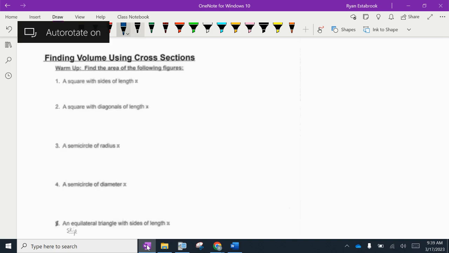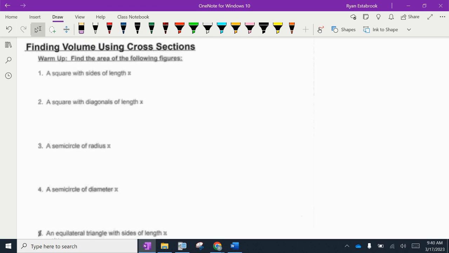Sections 8.7 and 8.8 in calculus, we're starting to get into volumes of shapes and what we can use with calculus to find those. Before we get into volume, though, we need to talk a little bit about area. Let's see what we can remember about these.